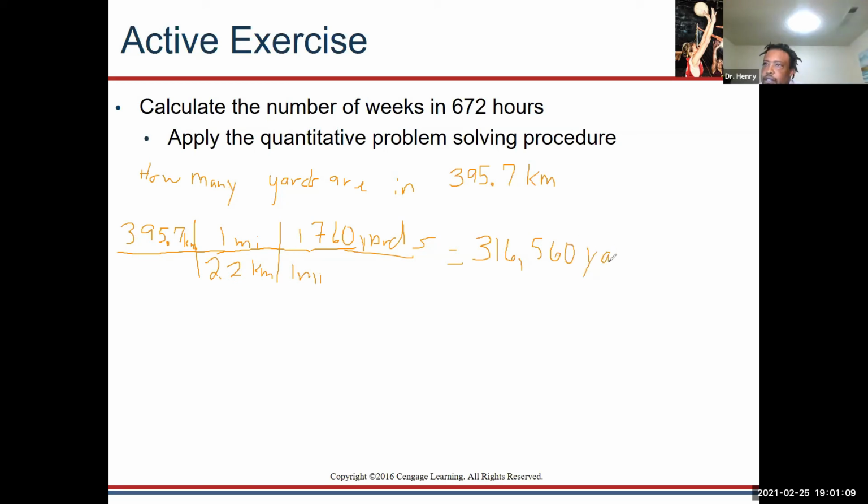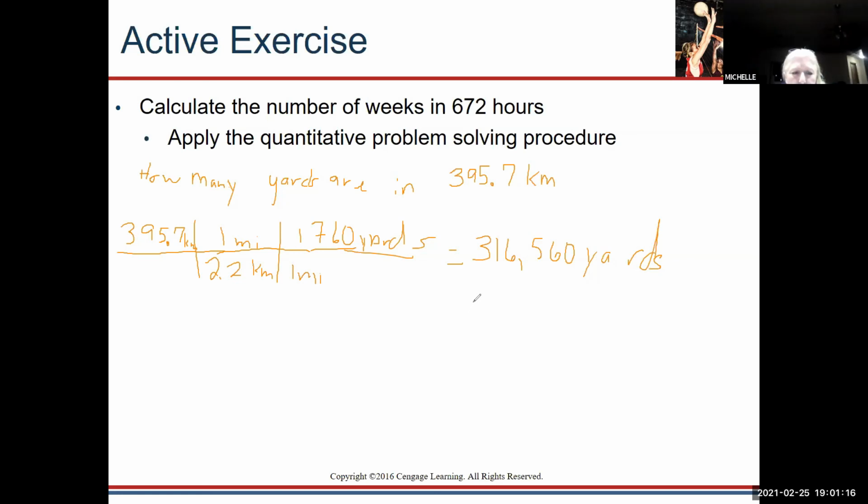Okay, and the final answer. I got 1 million something. 316. Oh wait, 317.0. How many sig figs do we have? 4. We have 4 sig figs. So that would be 4.